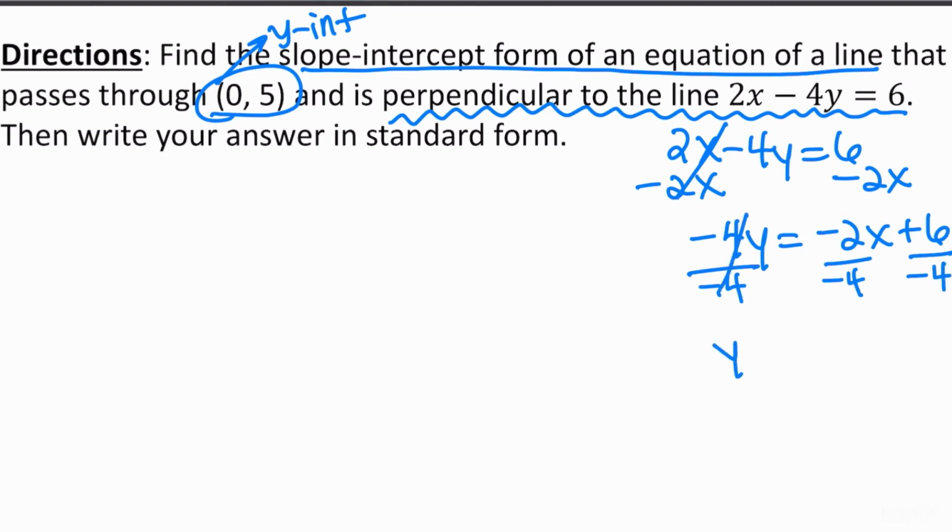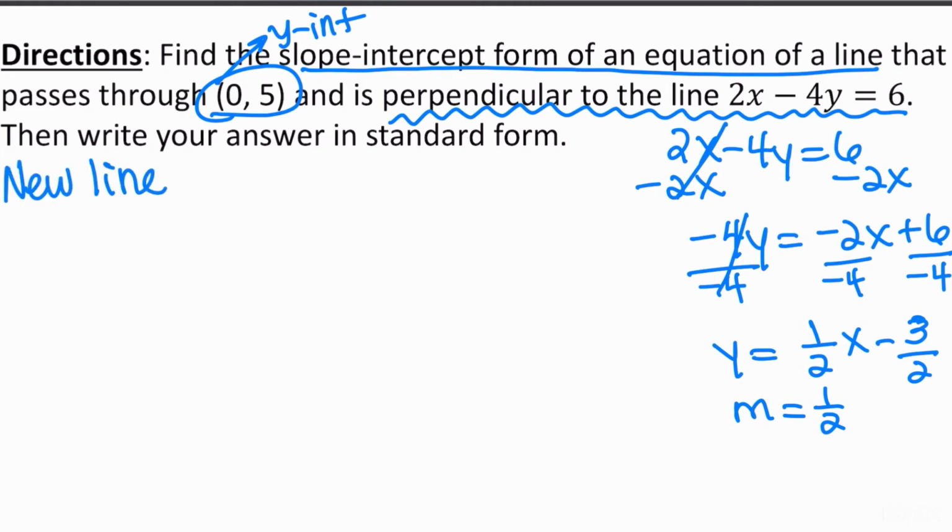So I get y equals negative 2 over negative 4, which is positive 1/2 x. And then 6 divided by negative 4 simplifies to negative 3 over 2. So that's the equation of the line rewritten. From here, I can tell the slope of this line is 1/2, but I want my new line to be perpendicular to this line that I just figured out the slope-intercept form of.